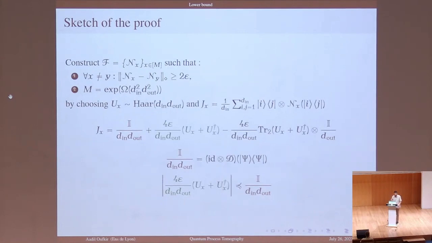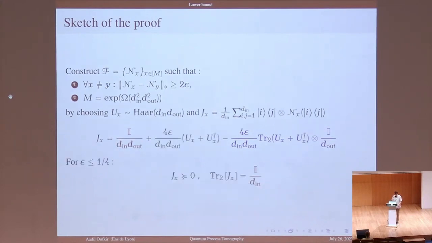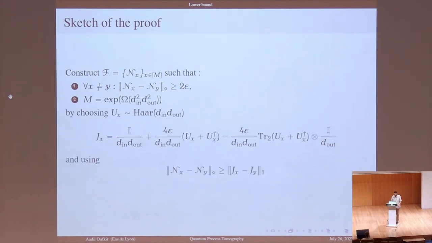But we need to ensure that this map N is trace preserving, and for this we need to prove that the partial trace of J is the maximally mixed state. So for this reason, we subtract the third term so that the second and the third terms have the same partial trace. And now the partial trace of J is the same as the partial trace of the first term, and so it is the maximally mixed state, and the corresponding map is trace preserving. By doing that, J is positive semi-definite and has a partial trace given by the maximally mixed state, and so it corresponds to a valid quantum channel.